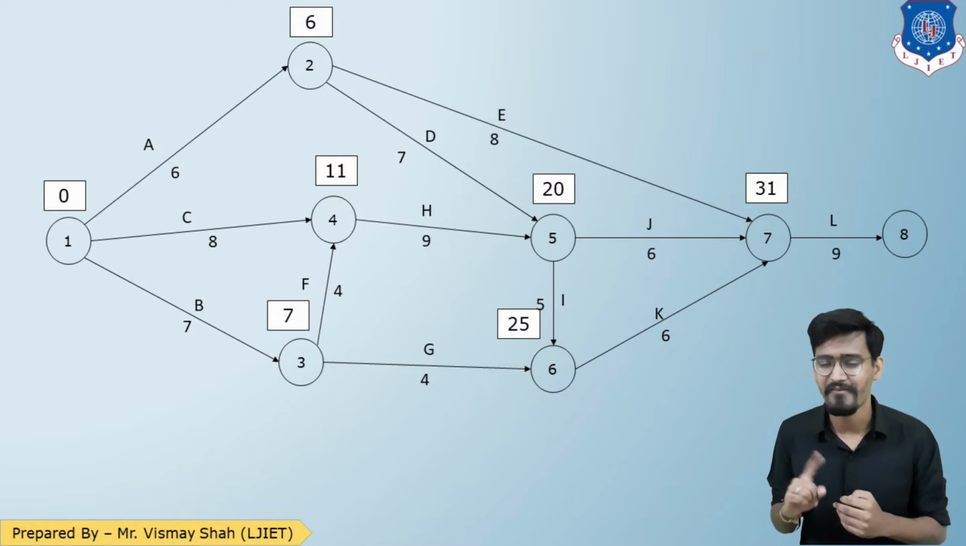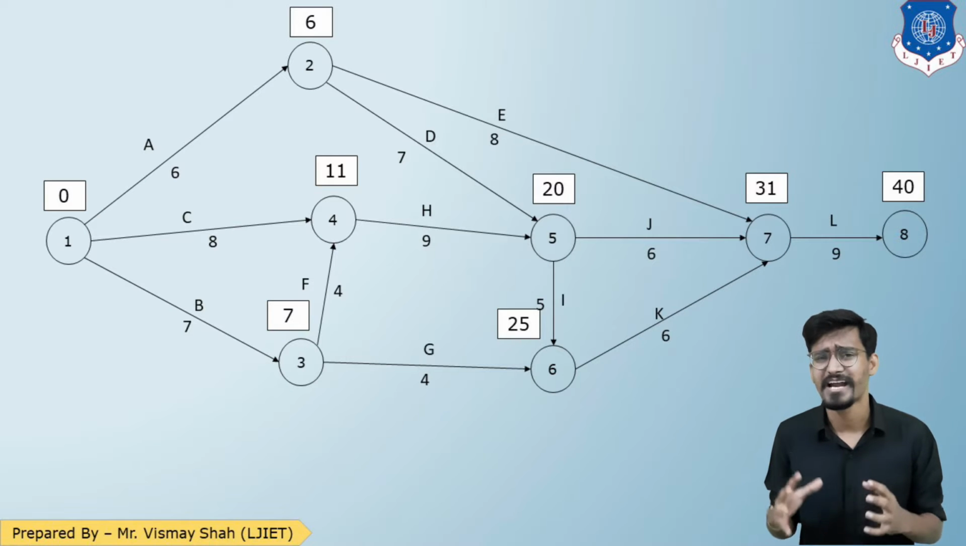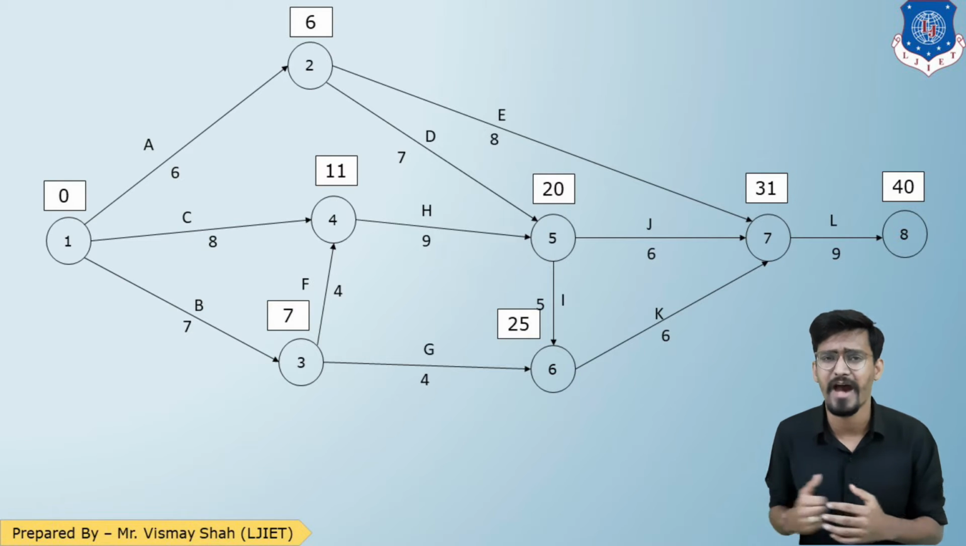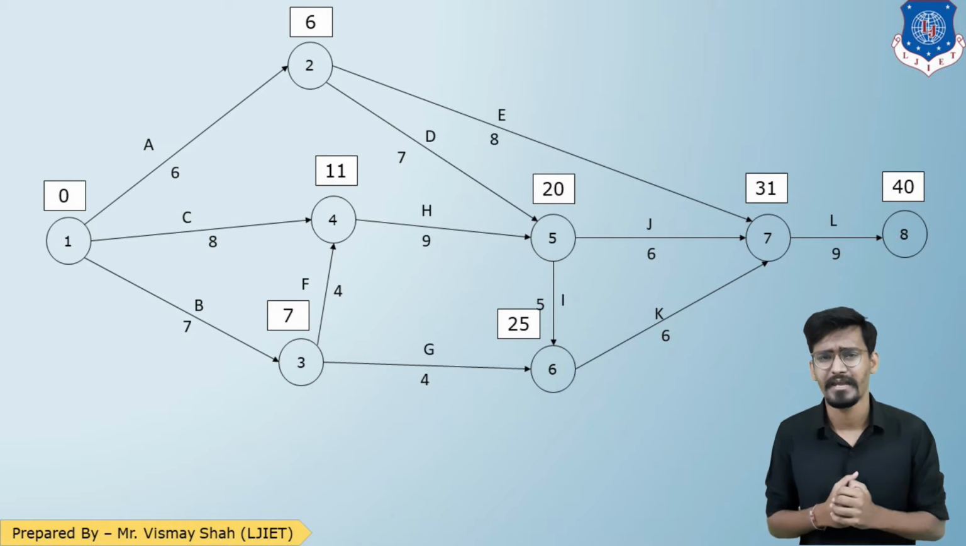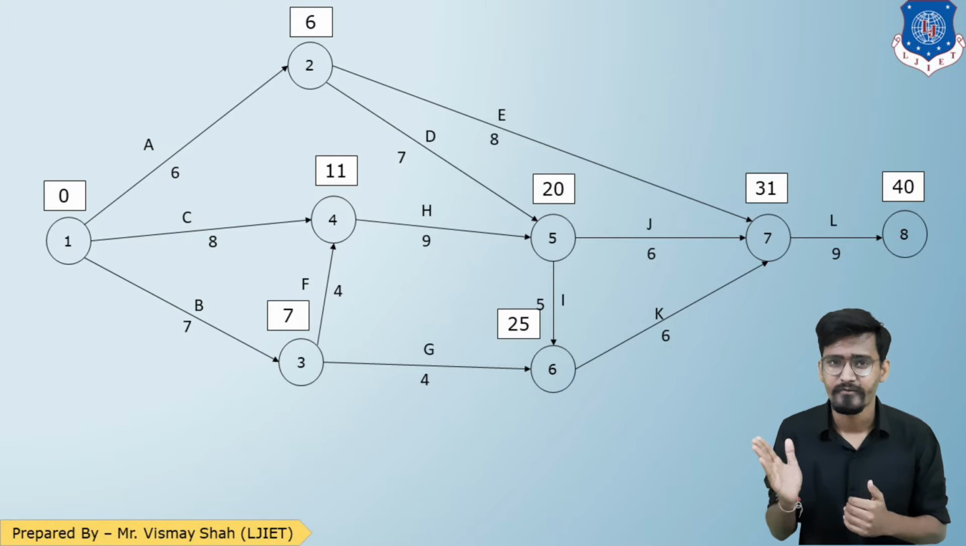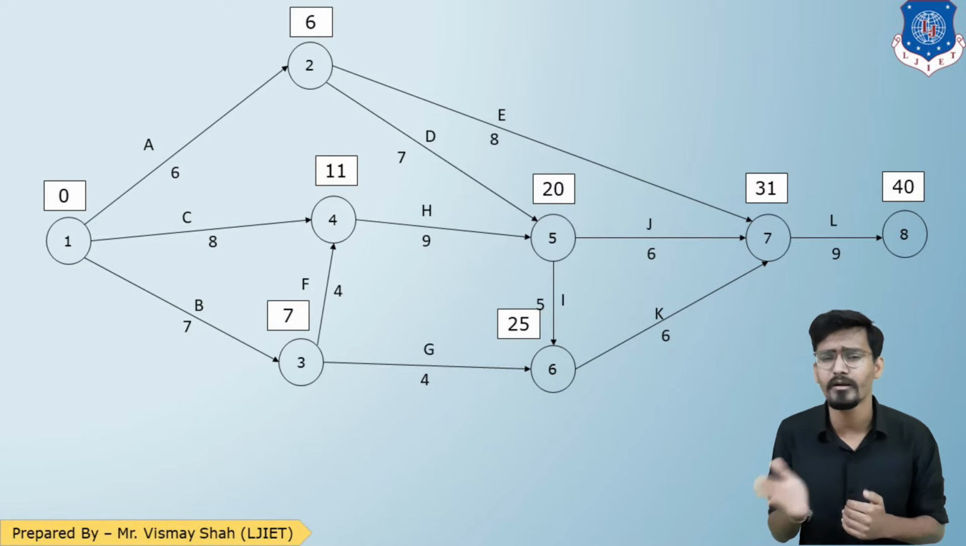7 to 8, 31 plus 9, 40. So that is how the final point will be point 40. So we have reached the final point of our forward path analysis. Now we are coming back, backward path analysis from event number 9 to 1.